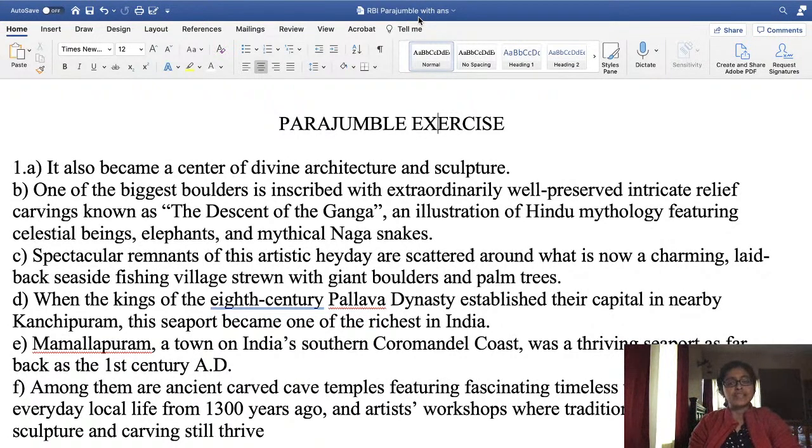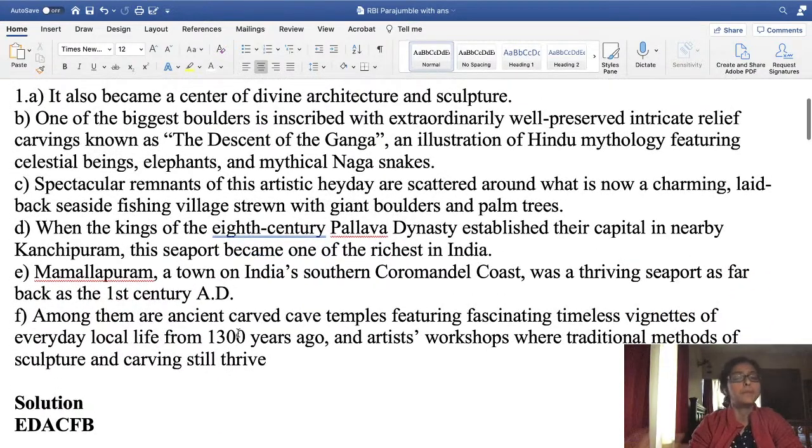Spectacular remnants of this artistic heyday are scattered around what is now a charming, laid back fishing village strewn with giant boulders and palm trees. This is telling you again more about Mamallapuram, its architecture, its sculpture. If you go there, you will find that now it's a very quiet fishing village, and you will find all these specimens of architecture and sculpture lying around. There are giant boulders and palm trees, right? We have already been introduced to the word boulder.